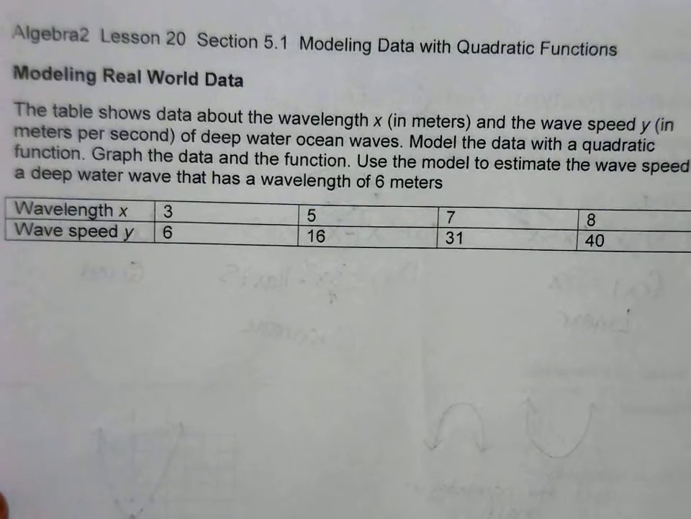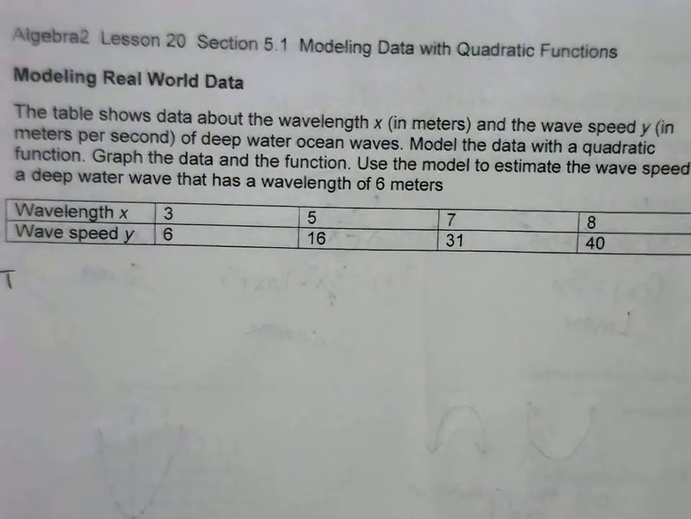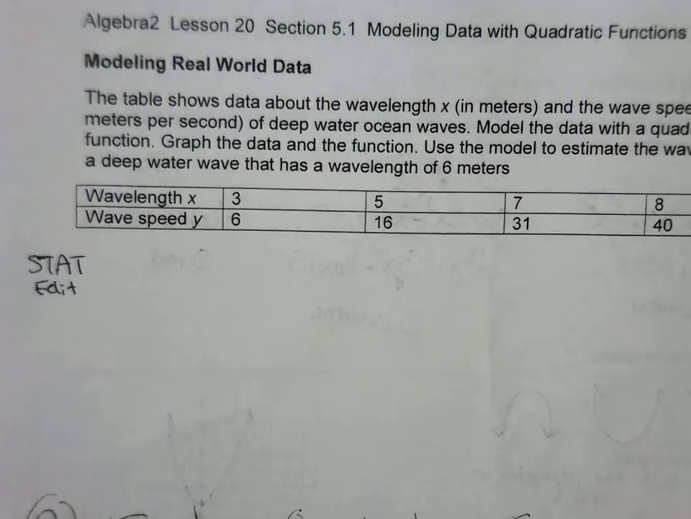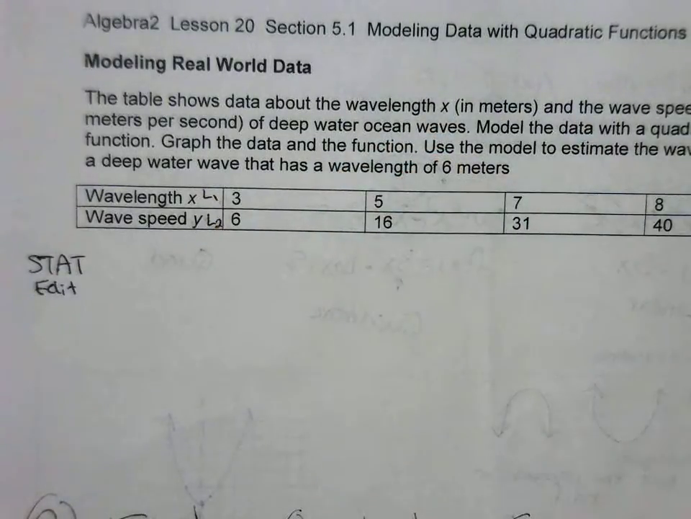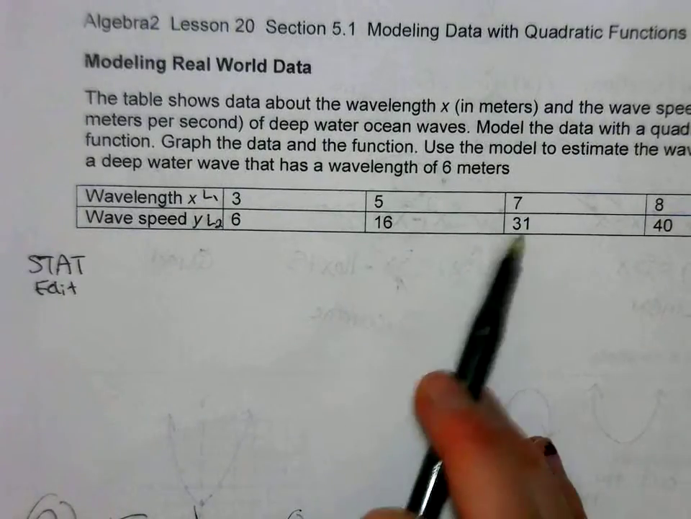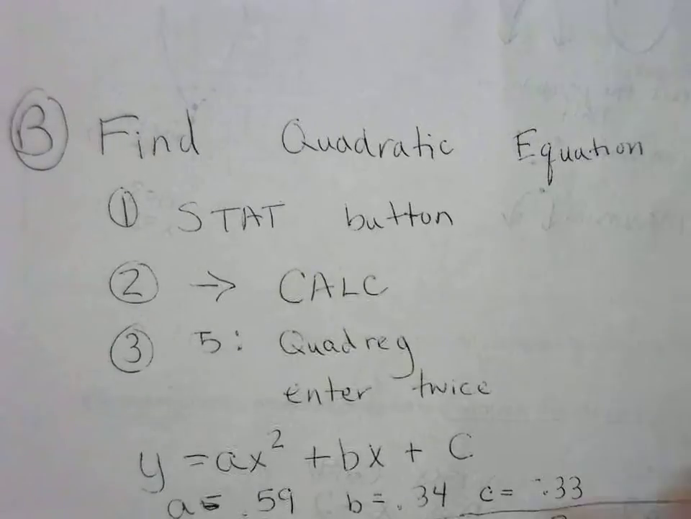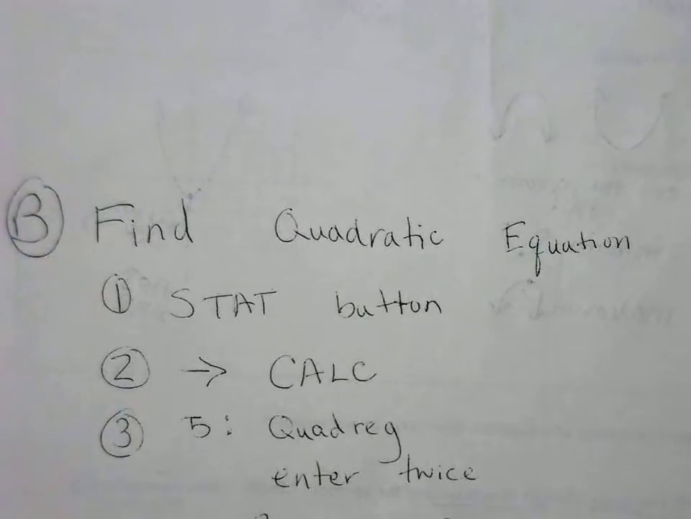So on your calculator, you still want to go to your stat button. You then want to go to edit, and you want to fill in your table. Remember, your x's are your list 1, your y's are your list 2. So make sure you plug 3, 5, 7, 8 into list 1, and 6, 16, 31, and 40 into your list 2. Down here at the bottom, I provided the steps on how, once you have it calculated and typed into your table, you can get your equation.